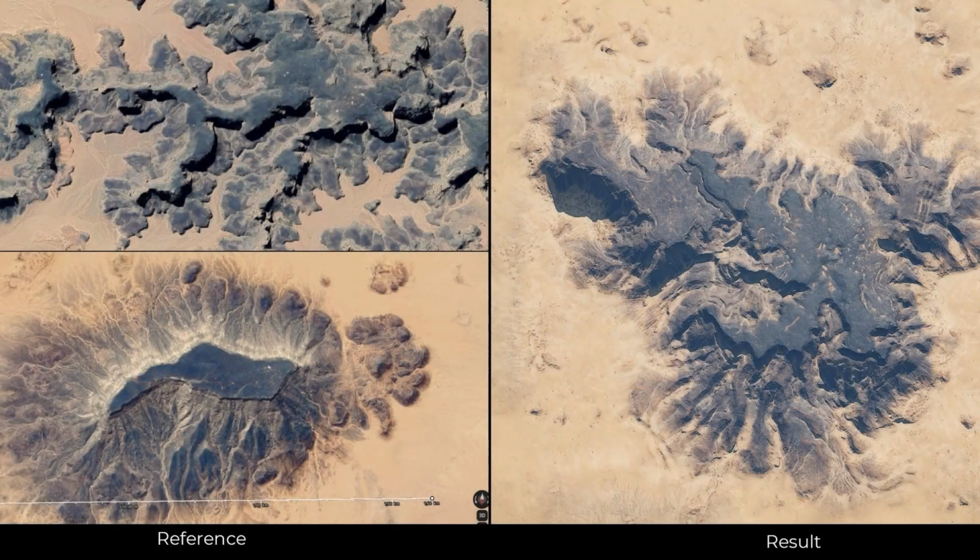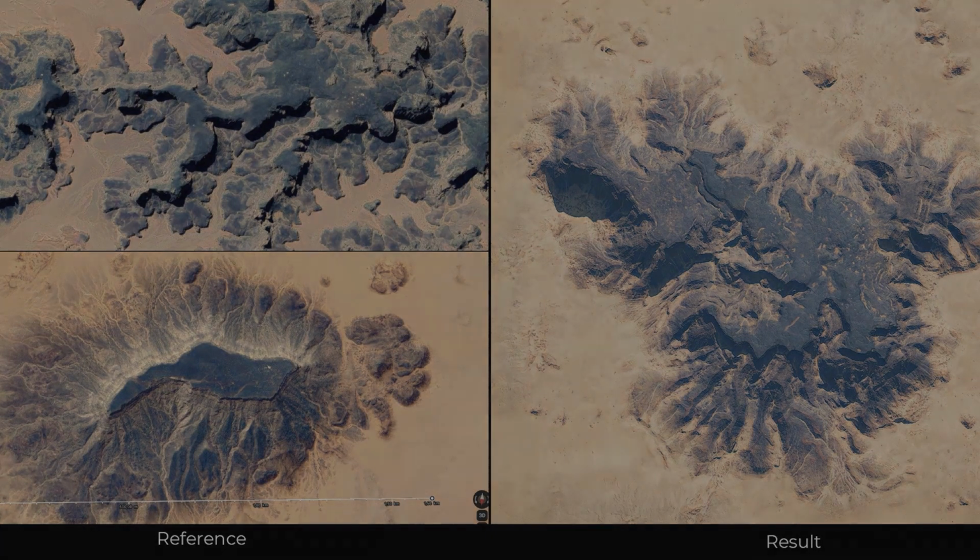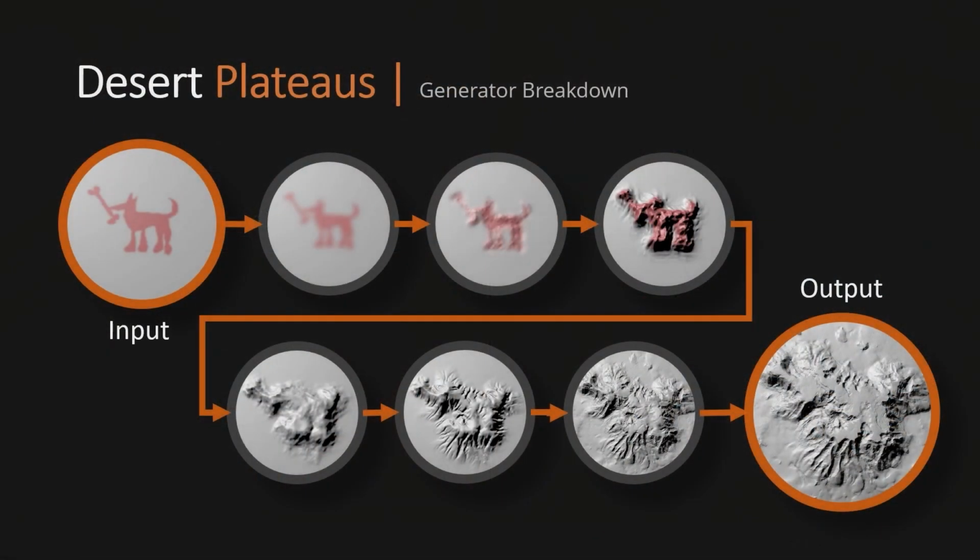Okay, so in the reference images on the left, you can see that it has a very specific look with that flattened top and quite heavily eroded slopes. So I tried to mimic that in Houdini, and on the right, you can see the final result in Unreal Engine. Cool, so here you can see the individual steps showing how the final rock is made.